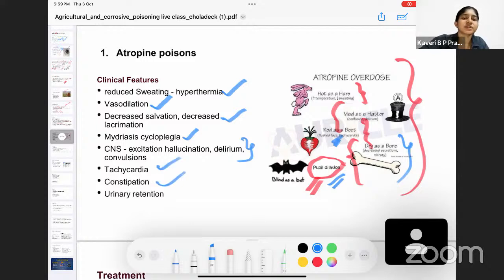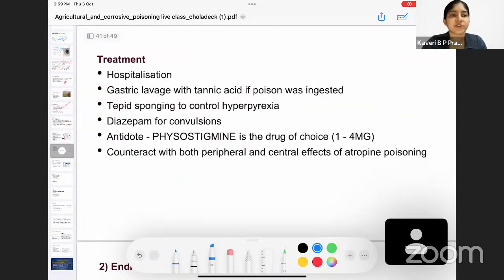Tachycardia and constipation, because the bowel movement is going to be slowed. Same, urinary retention, because the muscular activity is slowed. Coming to the treatment of atropine poisoning: hospitalization, gastric lavage with tannic acid if poison was ingested. See, that's what I said. When only gastric lavage is mentioned, it means that you give potassium permanganate. That is used in 80% of the cases. If not, specifically it will be given. So in this case, tannic acid. So this is what you have to make note of here.